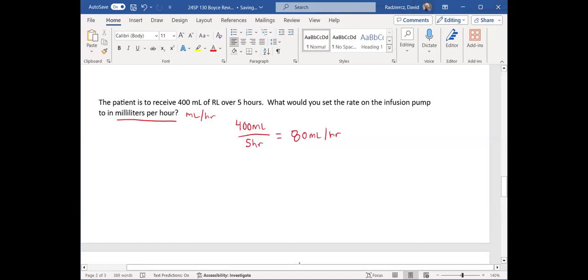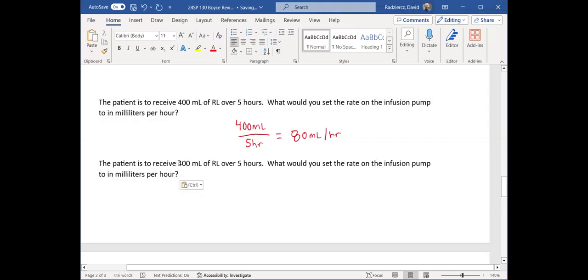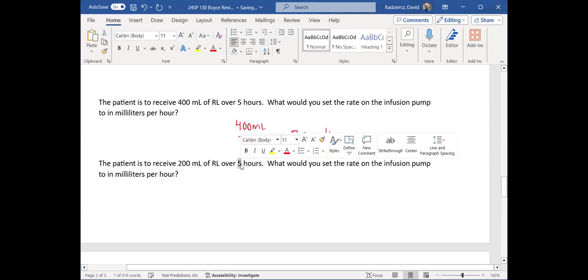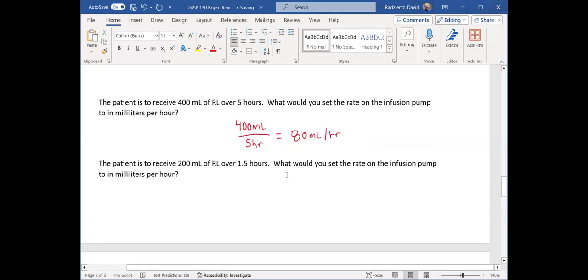So I'm going to give you another option. Let me just copy and paste this real quick. And then I'll give you another problem to try just to make sure you got it. Let's say it was 200 milliliters, and then it was 1.5 hours. So I'm adding a little bit of complexity here, but what would I set the infusion pump to if it was 200 milliliters over 1.5 hours? Go ahead and put your answer into the chat, and then we'll see what you get there.